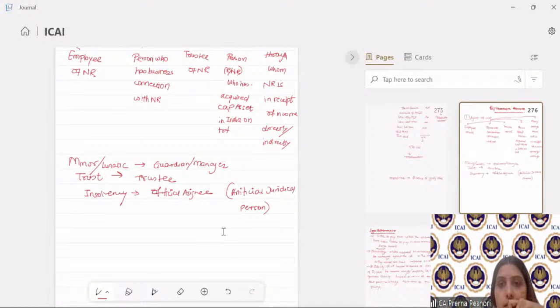Is that clear? Any doubt? They have to be treated as artificial juridical person. And they have to operate a separate PAN for each of the estates of the insolvent.